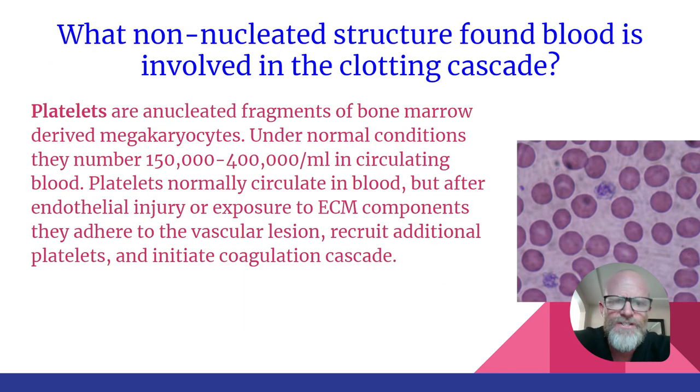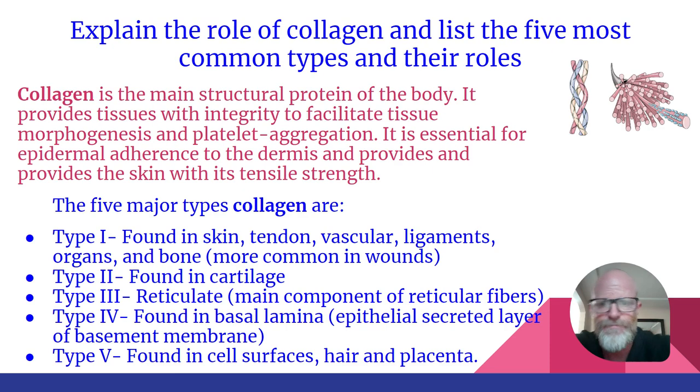What non-nucleated structure found in blood is involved in the clotting cascade? This is usually the first thing that actually starts wound healing, and this is the platelets. They're anuclear fragments of bone marrow derived from megakaryocytes. Under normal conditions, they number 150,000 to 400,000 per microliter in circulating blood. Platelets normally circulate in the blood, but after endothelial injury or exposure to the extracellular matrix components, they adhere to the vascular lesion, recruit additional platelets and initiate the coagulation cascade, as well as signal all the other white blood cells to start the healing process.